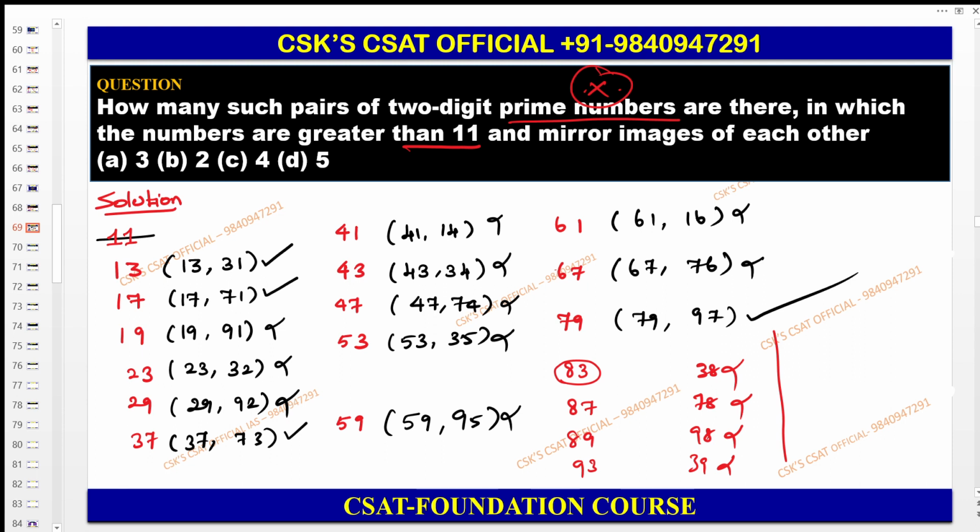So now what else? People getting? Then how many such pairs are there? 1, 2, 3, 4. The answer is 4. How many of you got the answer as 4? I think you people gave answers also. So there are four such pairs.